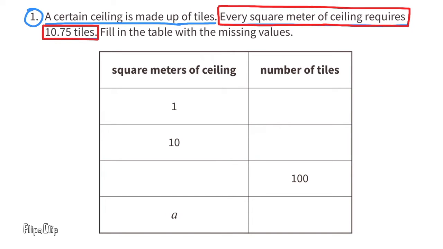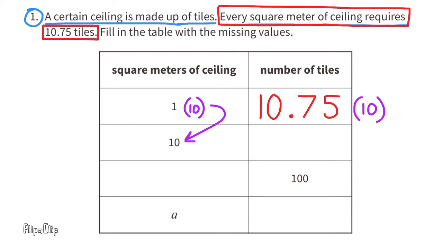Outlined in red, you can see that every square meter of ceiling tile requires 10.75 tiles. That's almost 11 tiles. So 1 square meter of ceiling requires 10.75 tiles. Multiply the 1 times 10 to get 10 square meters, and multiply 10.75 times 10 to get 107 5/10 tiles. That's 10 times bigger than 10.75. So for every 10 square meters of ceiling, you would need 107 1/2 ceiling tiles.